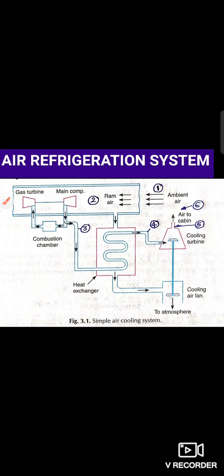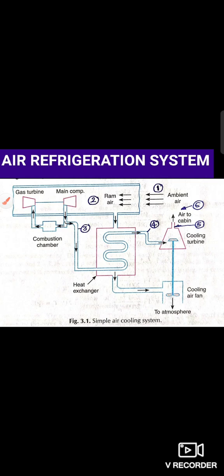So the answer is it is the air refrigeration system. Remember, it is not VCR system. Vapor compression refrigeration system is not used in aeroplanes for cooling purpose. So what we are using is air refrigeration system.